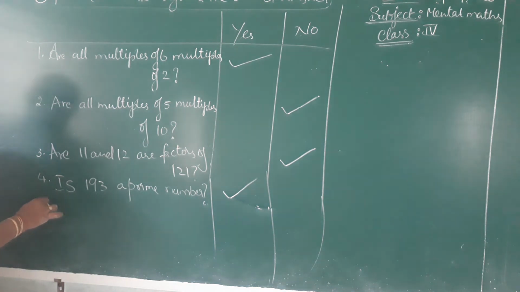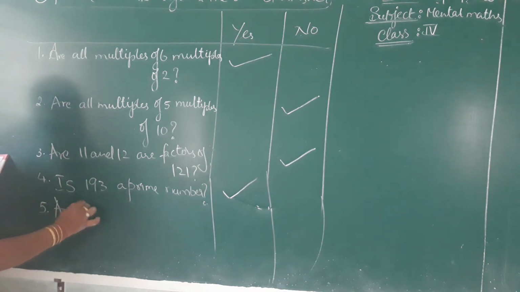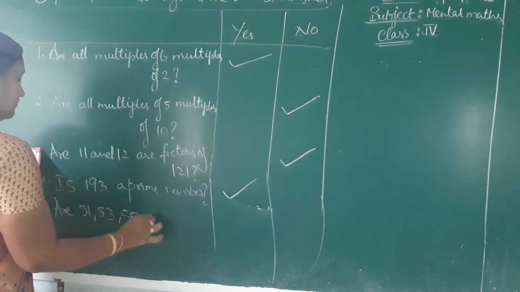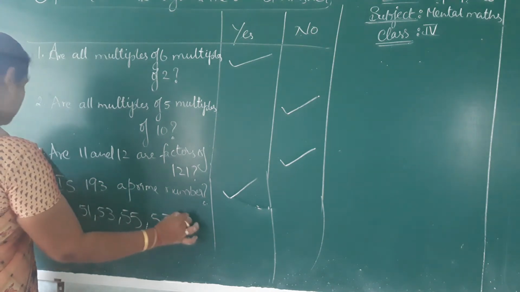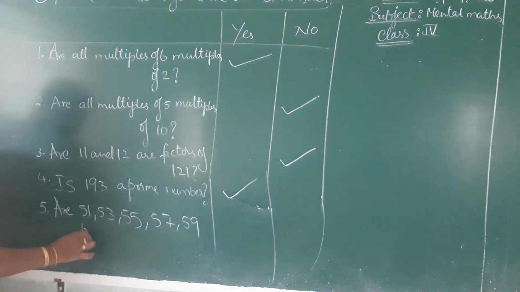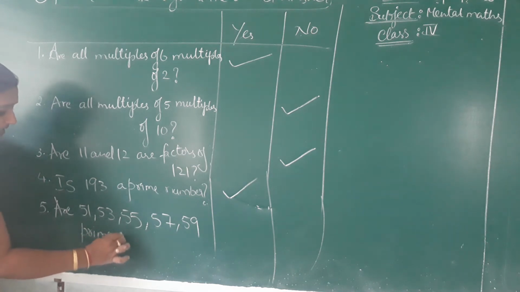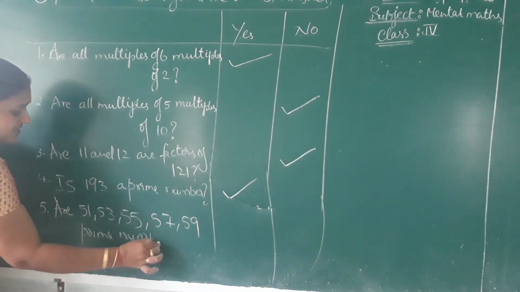See the fifth one. Are 51, 53, 55, 57, 59 prime numbers? They are saying that these are all prime numbers. Is it true or false?